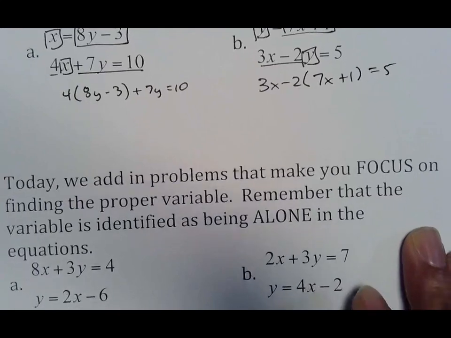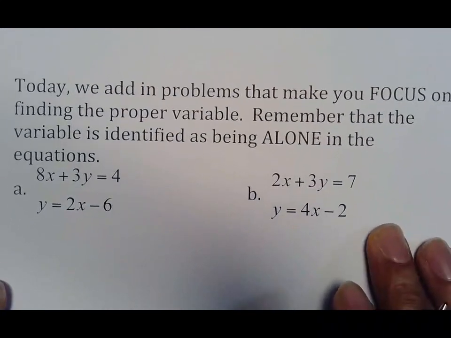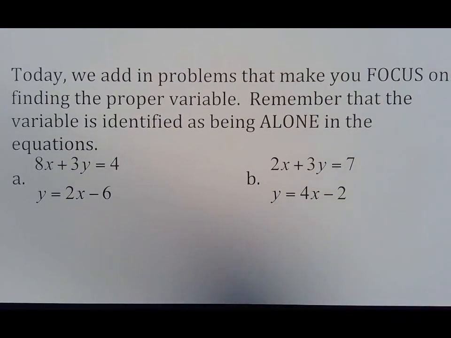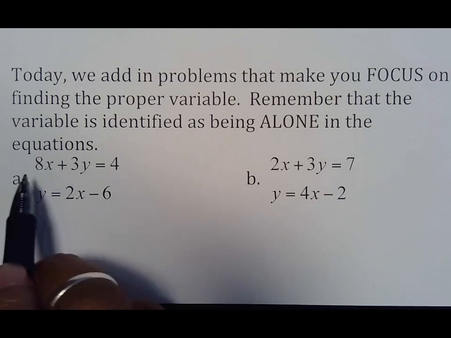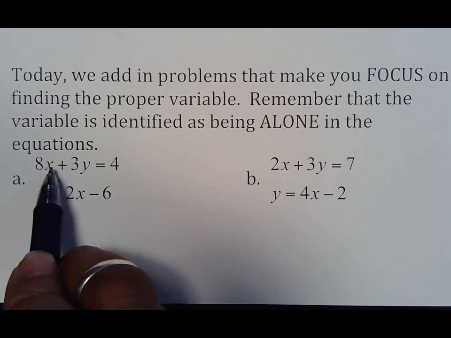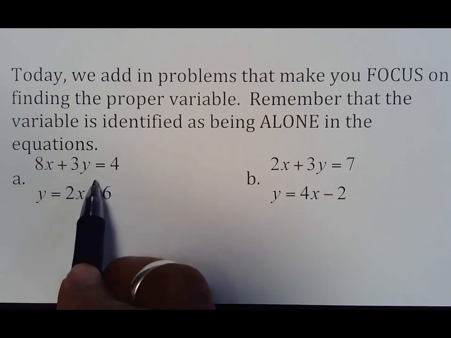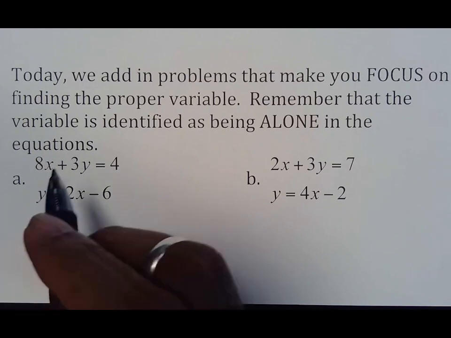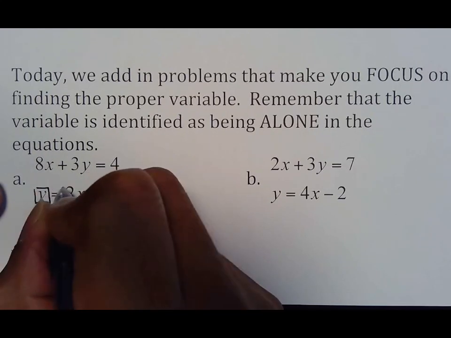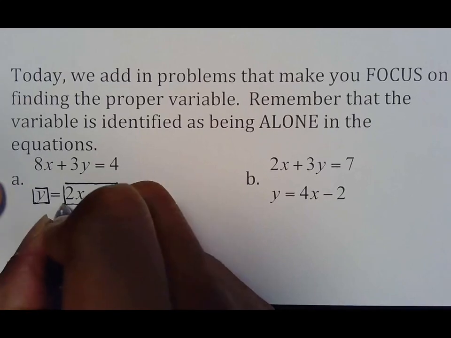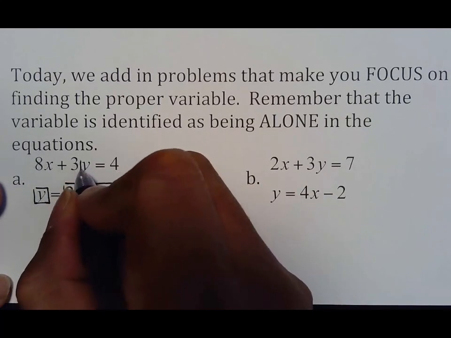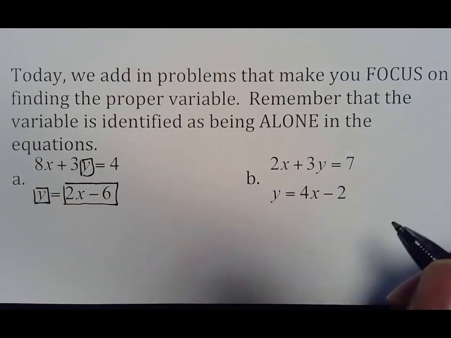We are going to take it further today, as well as look at some questions that make you focus, as it says here, on finding the proper variable. Just remember that the variable is identified as being alone in the equation. So when we look at this, you can't substitute for either one of these two because x is over here with 8, 3, and y. So that doesn't work. But if you look here, there is a variable that's by itself. So you'll recognize that this is the equation I will use, and I will take it up to this equation, and we're going to finish it off.